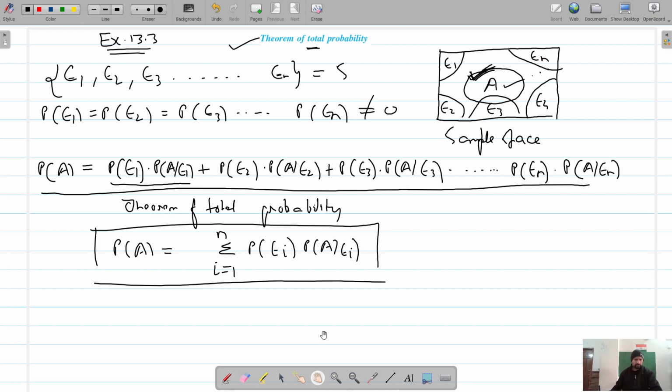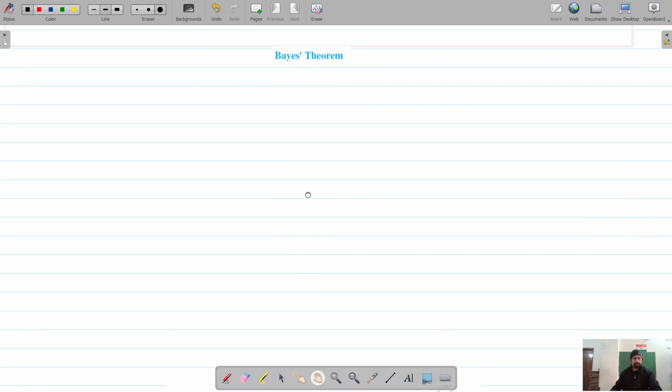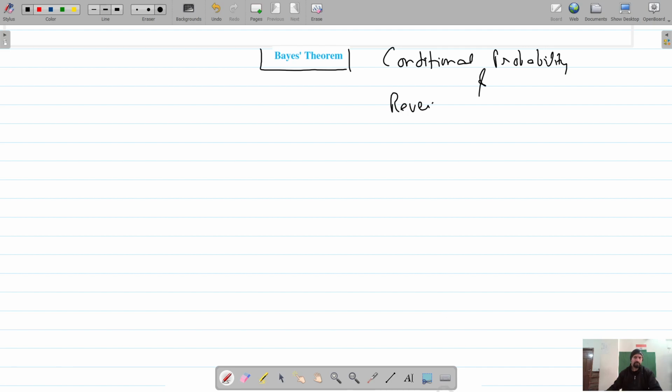And moving on to the next topic, that is our Bayes theorem. So Bayes theorem is actually a combination of conditional probability and the reverse probability. And to understand this concept, let's try to frame it with a particular example.